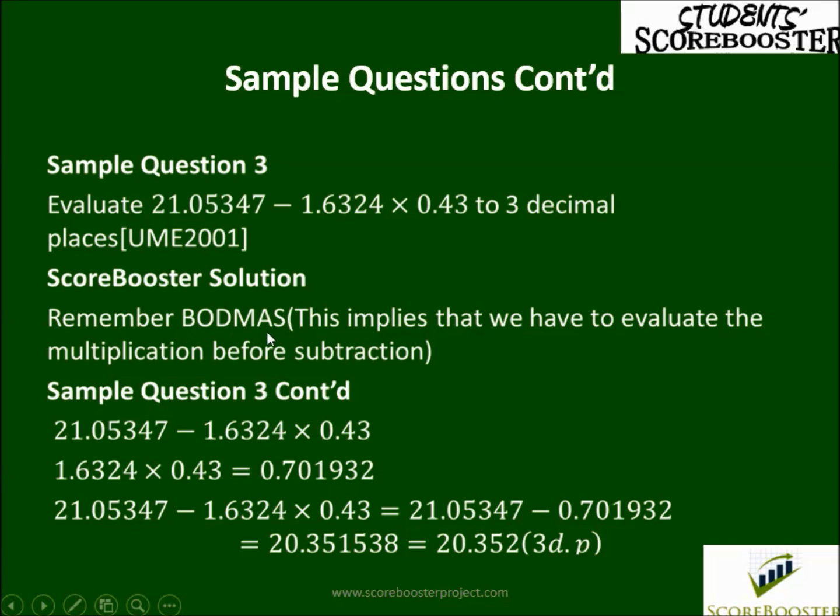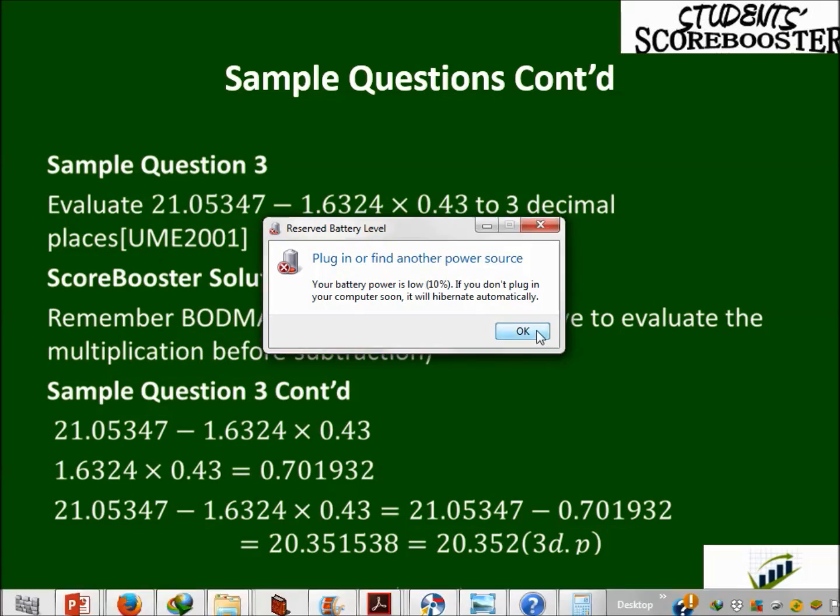The bracket comes first, and we have no bracket, we have no of, so the next thing is division, which we do not have. So multiplication is the next, and we have multiplication, so we have to multiply 1.6324 and 0.43. When you multiply the two, you have 0.701932. You can use a calculator, and you now replace the expression here with 0.701932.